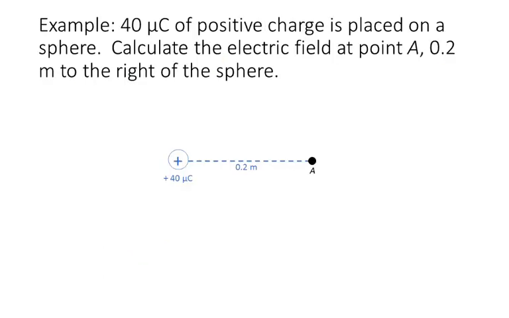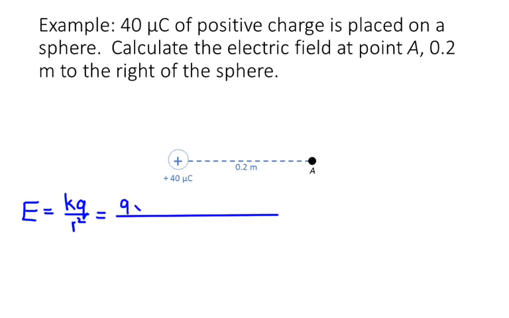So let's work a real quick example together. Suppose that we have a sphere on which 40 microcoulombs of positive charge is placed. We want to figure out the electric field at point A, which is 0.2 meters to the right of the sphere. So finding the magnitude is simply a matter of substituting into the equation for the electric field.